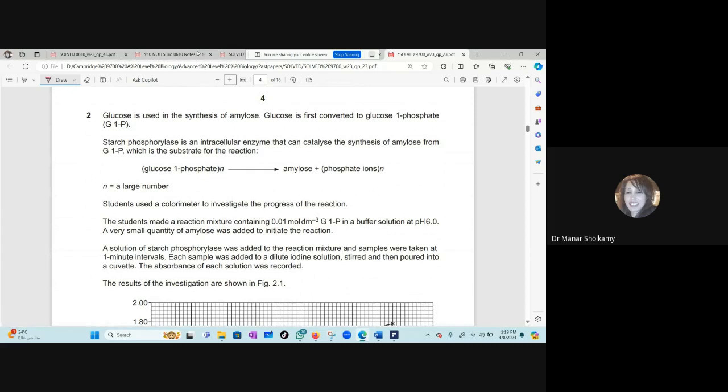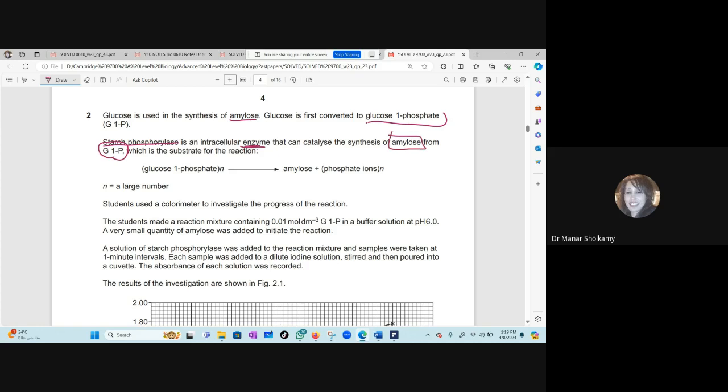Okay, we finished question 1. Glucose is used in the synthesis of amylose. Glucose is first converted to glucose 1-phosphate, and then starch phosphorylase enzyme, an intracellular enzyme, can catalyze the synthesis of amylose from G1-phosphate, which is the substrate for the reaction. I want to stop here.